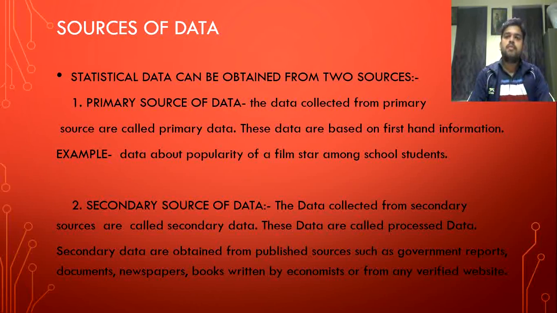If you have a serious topic, or a topic in which you do not have to spend much money or time, you will go directly for the secondary source of data. But if you have time, and your survey and questionnaire are small, you can go for a primary source of data too. This is what we have to learn in sources of data. Statistical data can be obtained from two sources: the first is the primary source of data, and the second is the secondary source of data.